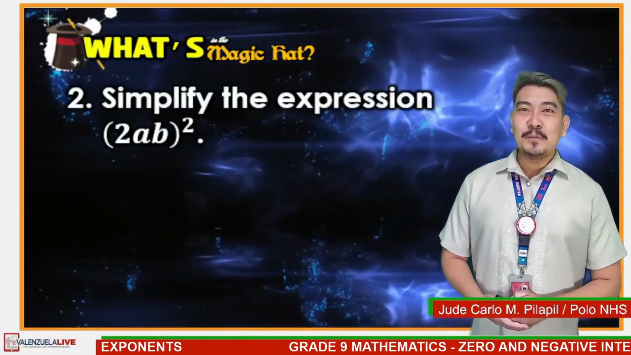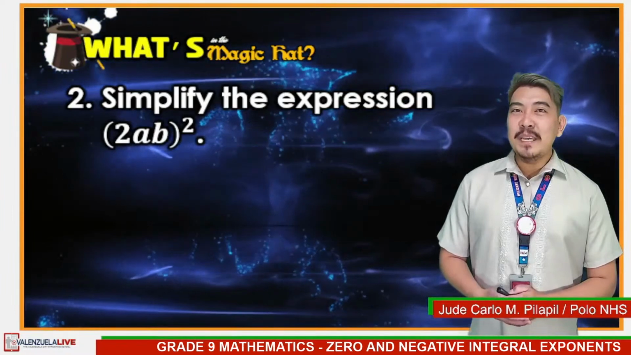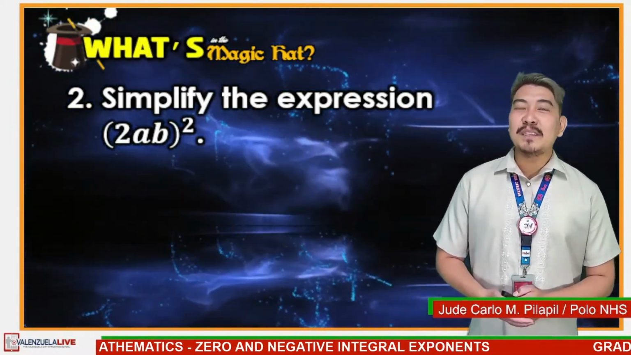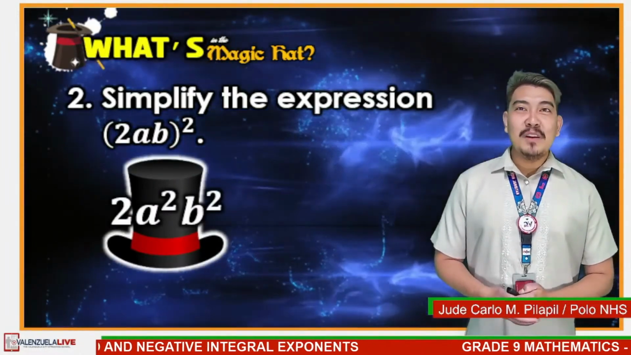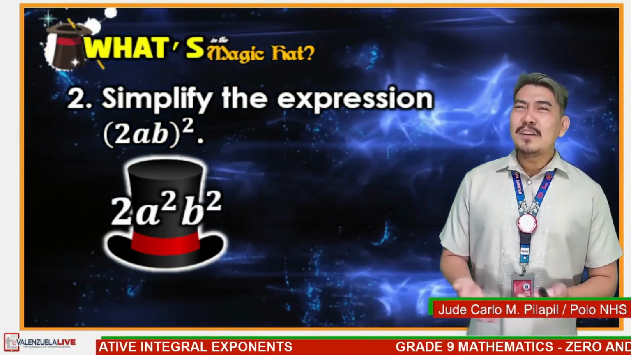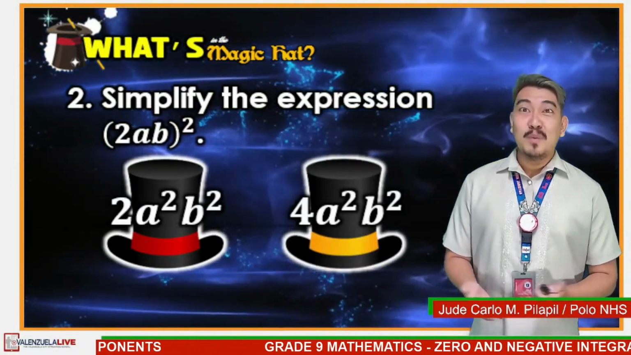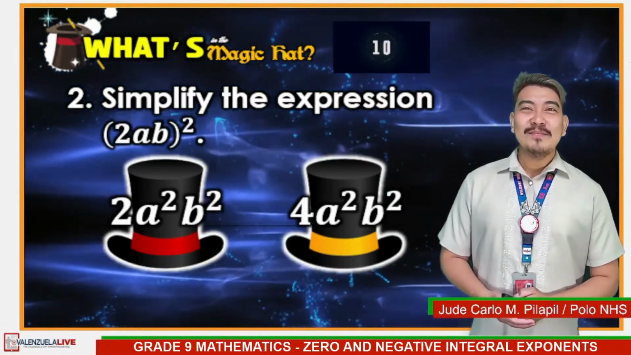Item number 2. Simplify the expression quantity 2ab squared. What is its correct simplest form? Is it the red hat, 2a squared b squared? The orange hat with 4a squared b squared? Which one? 10 seconds starts now.